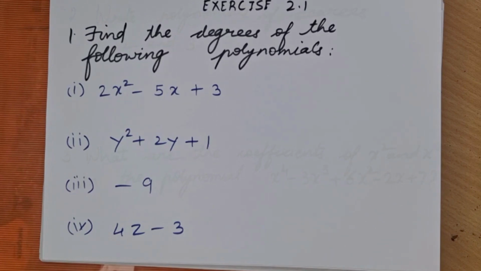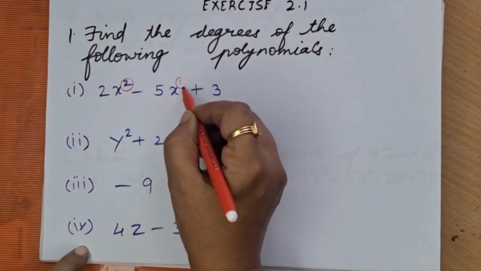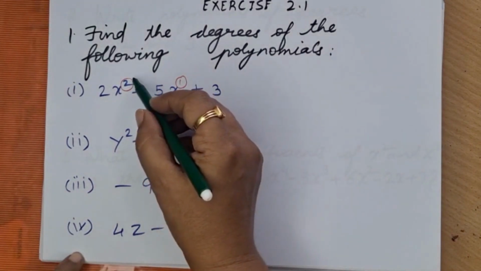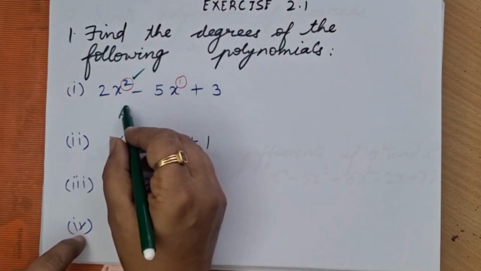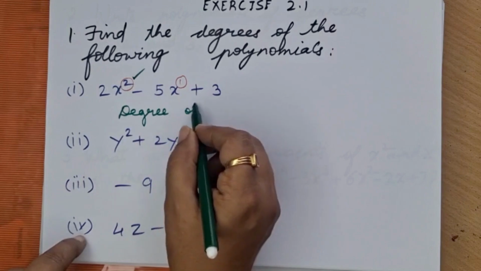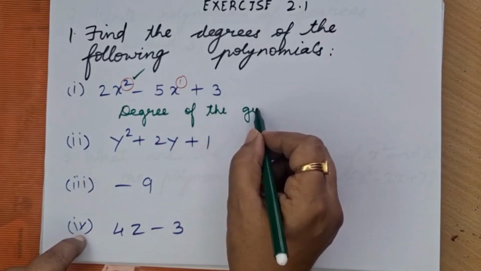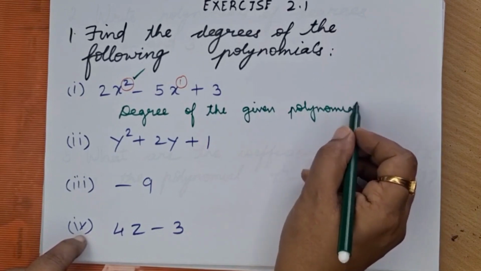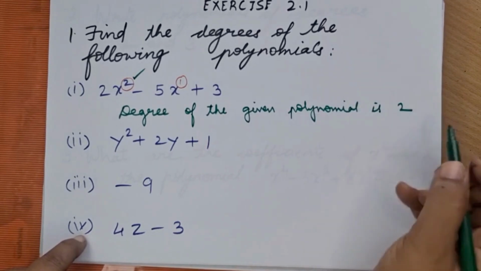Exercise 2.1, right from your textbook. Question number 1. Find the degrees of the following polynomials. First example. Look carefully. The variable x has powers 2 and 1. Let me circle it out for you. Now, the absolute highest power is 2. So, the degree is 2. Degree of the given polynomial is 2. Let us write the answer.